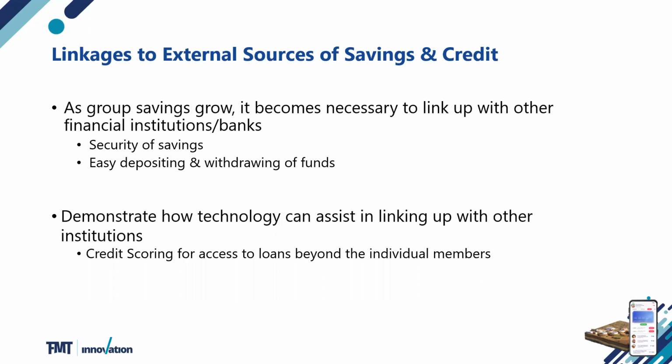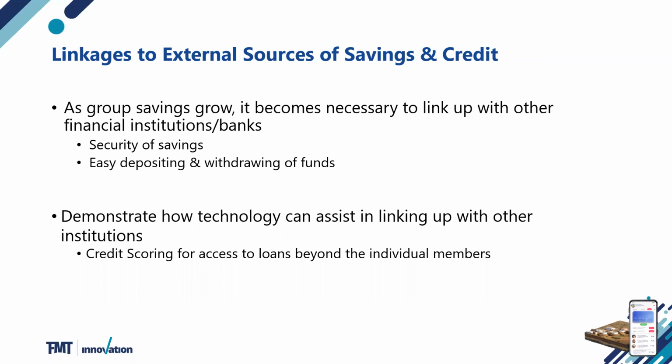For example, how can the savings group then link up with a bank or with an institution that can provide more loans to this group? So what we would expect to see is some sort of credit scoring that shows the records and the patterns when it comes to borrowing of this person, and then how this can contribute to them getting a loan.